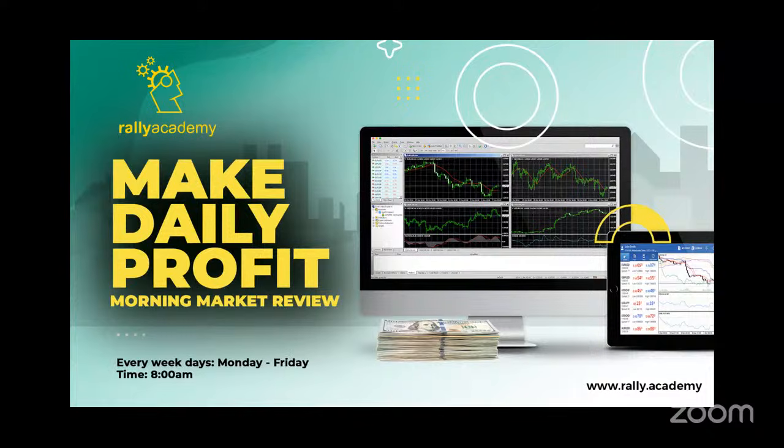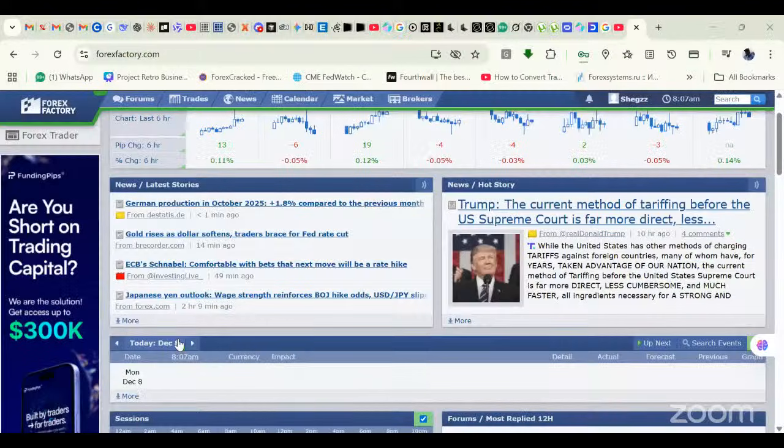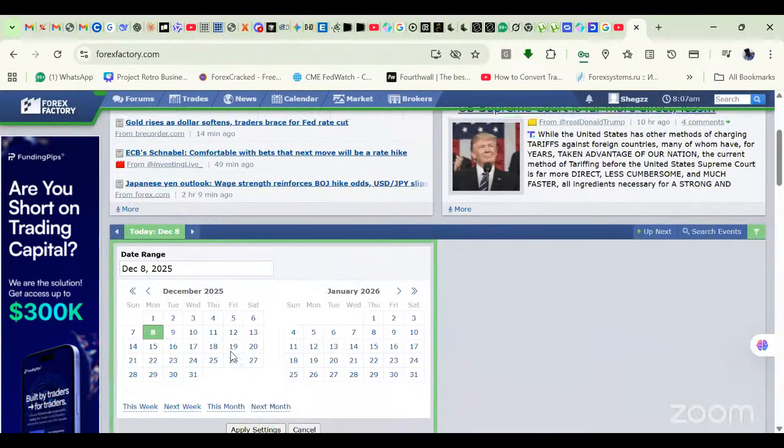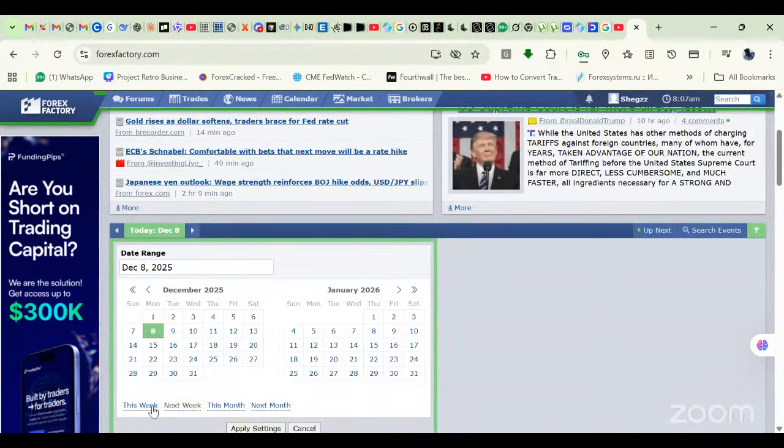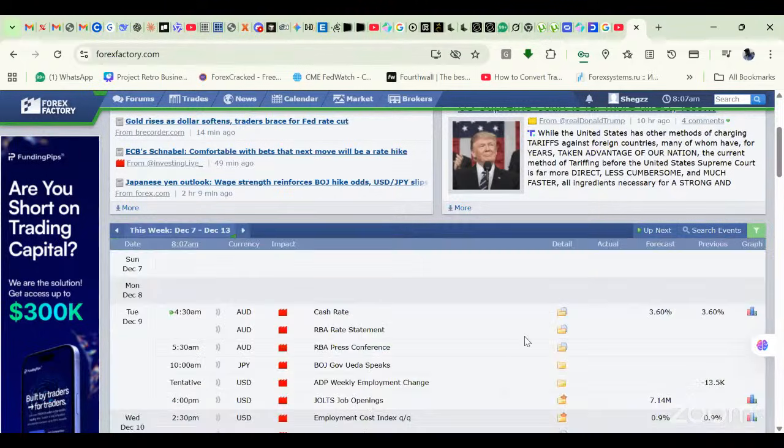So I'm going to start by sharing my screen on Forest Factory so that we can see what events are in for the week. All right, let me share the screen so that we can have a look. This screen is showing Forest Factory, and I'm going to go to weekly view, so let's view this week. Then we can apply settings and see what's up.